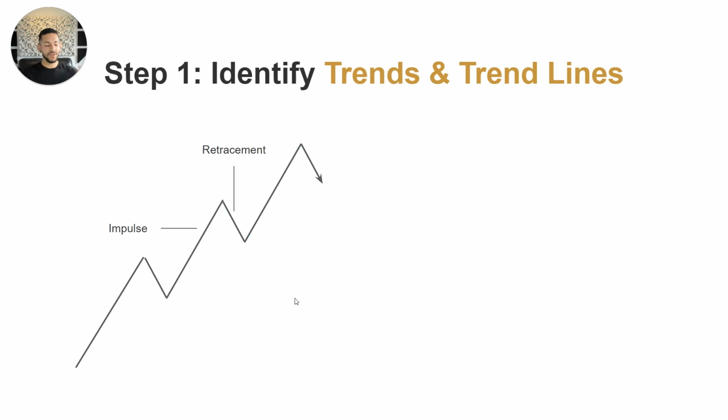Now we mentioned that we move in waves. And so there's 2 parts to those waves. When we're going in the direction of the trend, that's called an impulse. And when we momentarily go against it, that is called a retracement or a pullback. So we're going to move in impulse and retracements. You can create these peaks and valleys, and that is going to be characteristic of a trend.